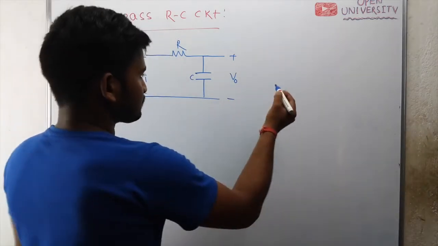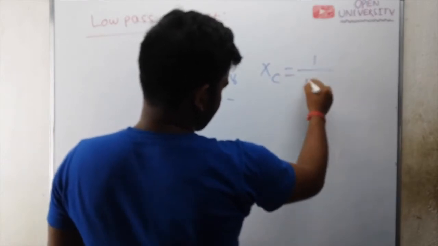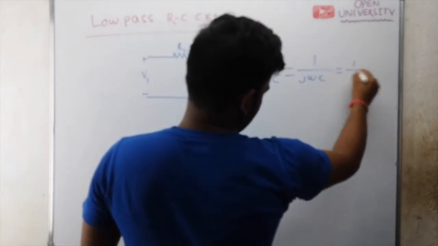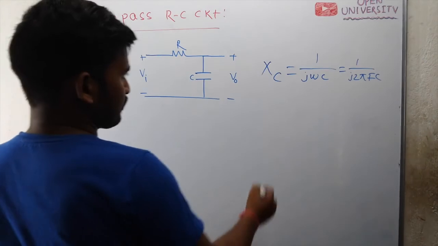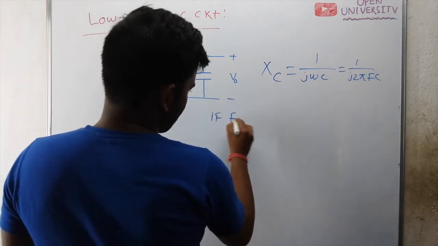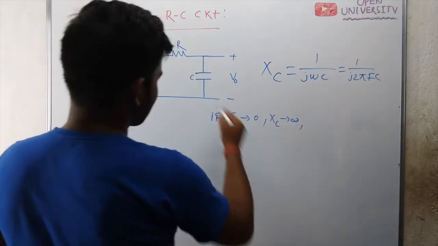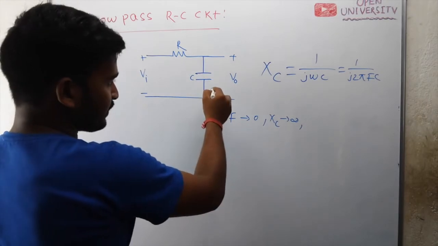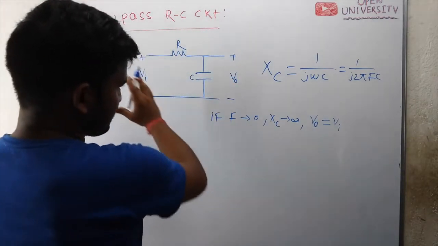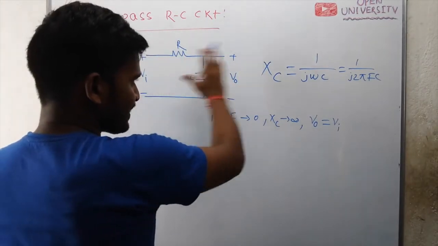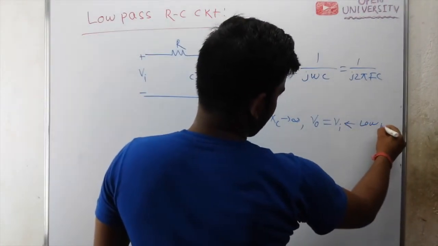See, why is it a low pass RC circuit? Because XC is 1 by j omega C or 1 by j2 pi fC. Now, if input frequency tends to 0, then XC tends to infinite. If XC tends to infinite, capacitor becomes open circuited and output voltage becomes equal to Vi. Means whatever input signal, they are passed to the output as it is. So I can say low frequency passed.